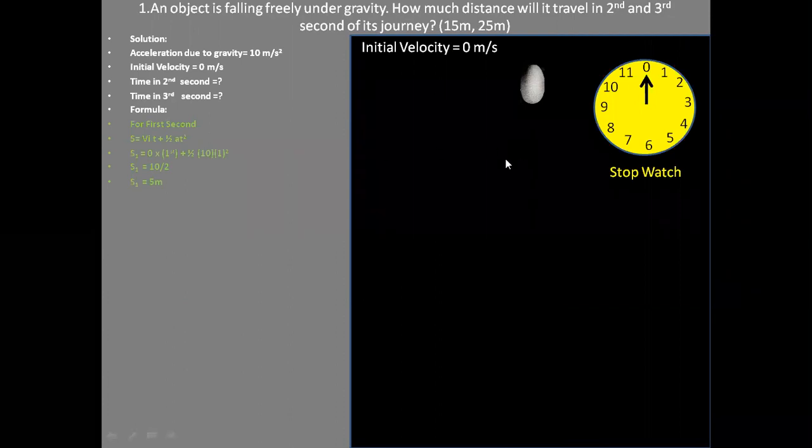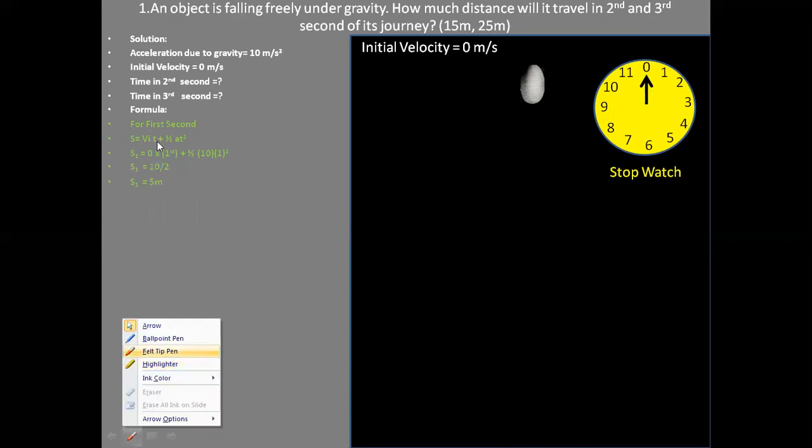For the first second, let us calculate the velocity and the displacement, which is represented in green color. For the first second, we are using the second equation of motion, which says S is equal to Vi into t plus half at square. Because it is falling under the action of gravity, we are taking g as 10. So S1 is equal to 0, which is the initial velocity, into the first second, plus half into 10 into 1 square. This whole thing will be 0 because it is multiplying by 0, so this will be gone.